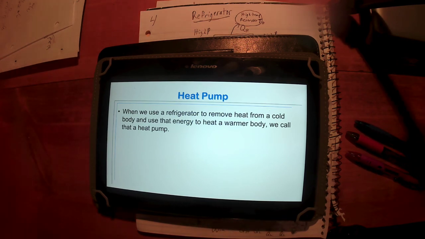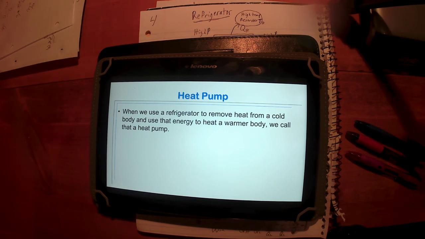If you've got a window air conditioner unit, that's a refrigerator. Any kind of air conditioner is a refrigerator. If you walk by the outside portion of an air conditioner, what do you feel? You feel heat, right? You feel heat coming off of that. And the same thing if you've got a big cooling tower for a central air unit. You've got this big hunk of metal that's got a fan in it and it's blowing hot air out, right?